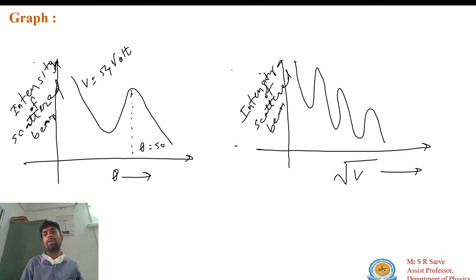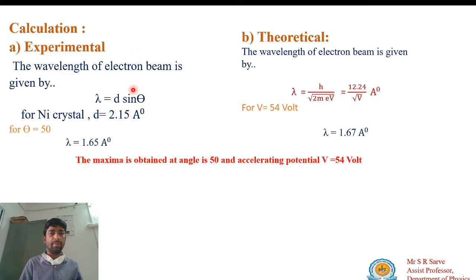Here theta is taken fixed, theta equal to 20 degrees. This theta is fixed, and the accelerating potential versus intensity of radiation graph is observed. So what he found is that when theta is equal to 50 degrees and potential is equal to 54 volt, it gets the maxima. So the maxima is obtained at angle theta equal to 50 degrees and accelerating potential equal to 54 volt.